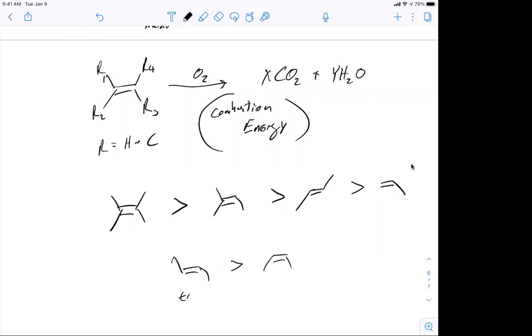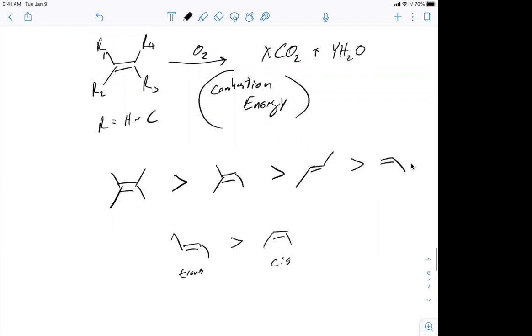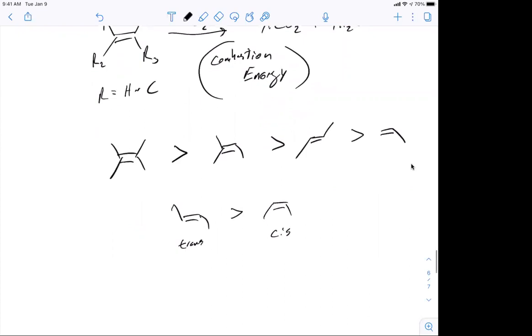cis. So this is referred to as the trans, this is the cis, right? Trans is going to be on opposite sides, cis is going to be on the same side. And this has to do with the hyperconjugation of the electronics. There's also a steric effect here, but the steric effect is less.